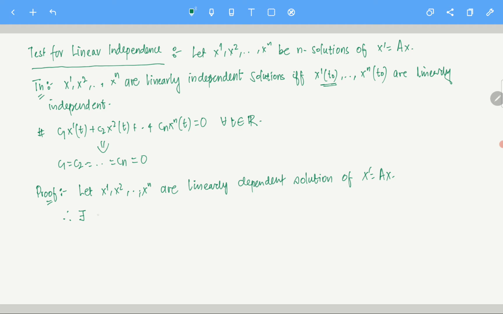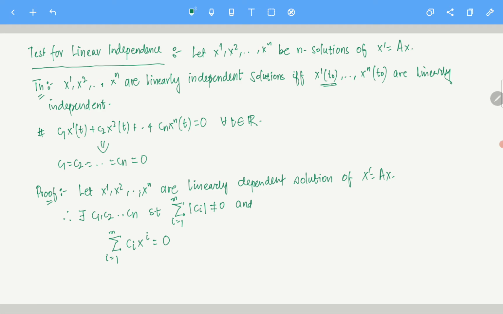exist some constants C1, C2, Cn, not all of them 0, such that summation of mod Ci, i equals 1 to n, is not 0. Clear? That is non-zero. And summation Ci xi, i equals 1 to n, is going to be 0. So this relation is 0. You can find some Ci such that the relation is 0, right? That's the definition of some bunch of vectors which are linearly dependent.